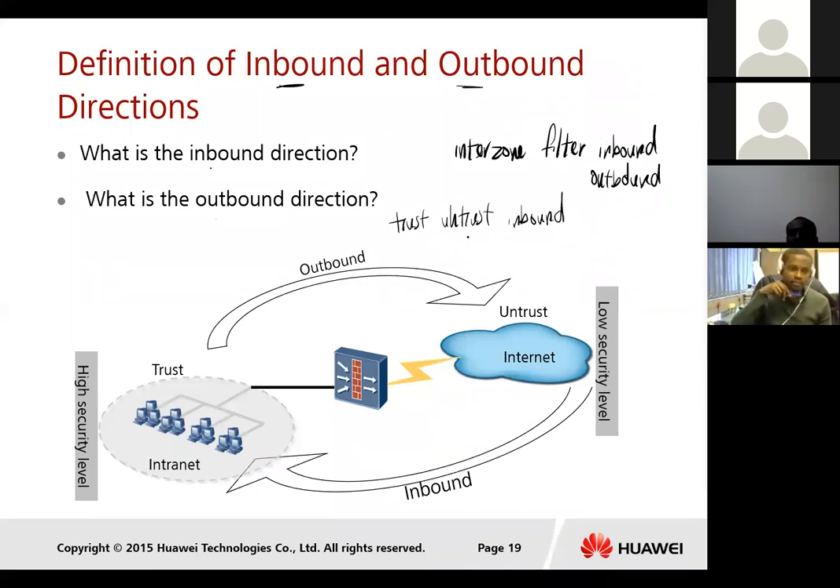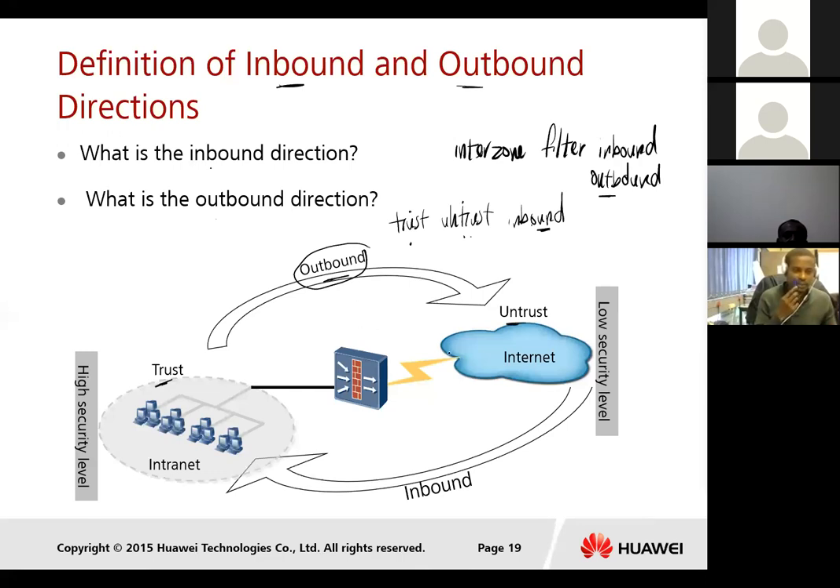So based on this keyword, trust, untrust, inbound, how are you going to interpret this? Did I perform filtering from trust to untrust or untrust to trust? The keyword over here is the inbound or the outbound. So let's check on this diagram. Trust going to untrust is outbound. Let's say you want to perform a filtering from trust to untrust, you apply it to the outbound.